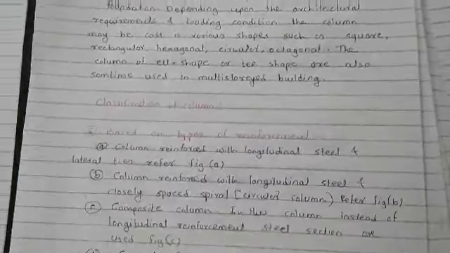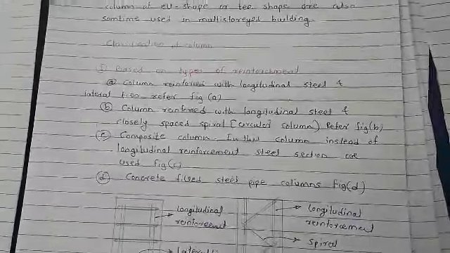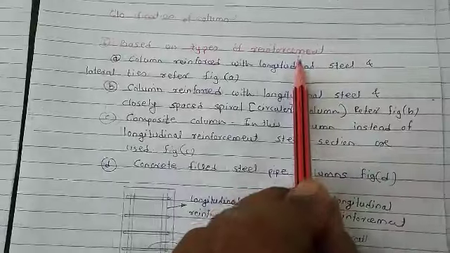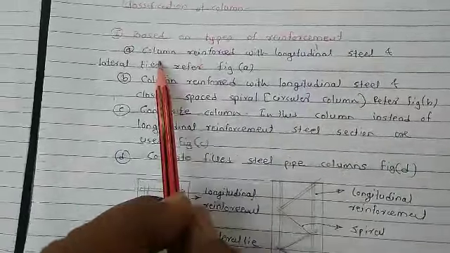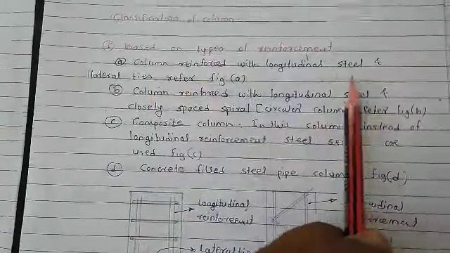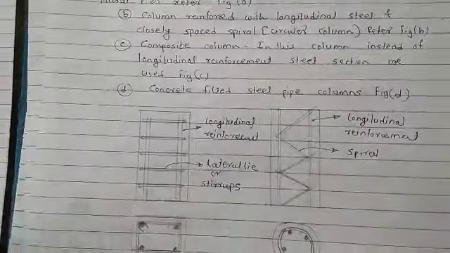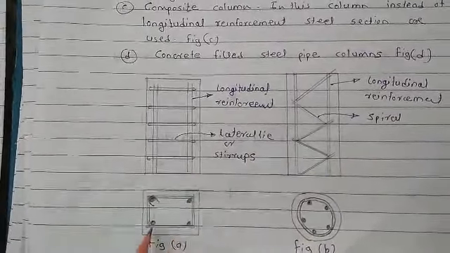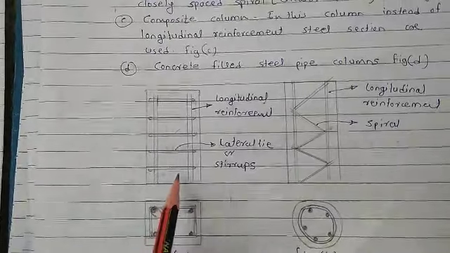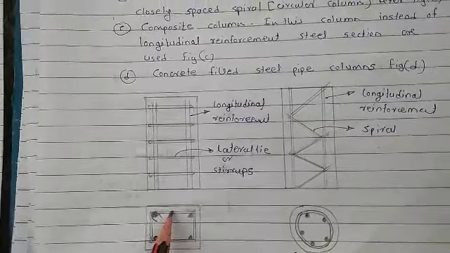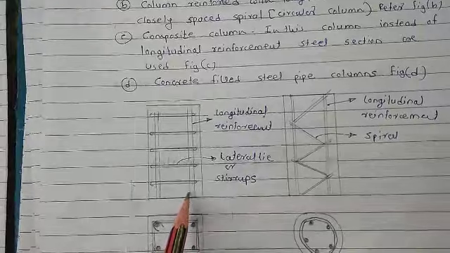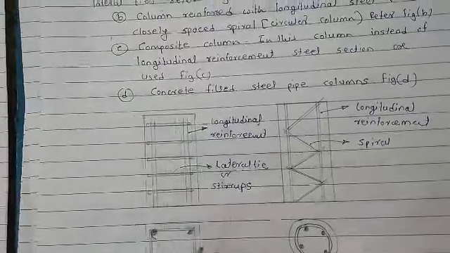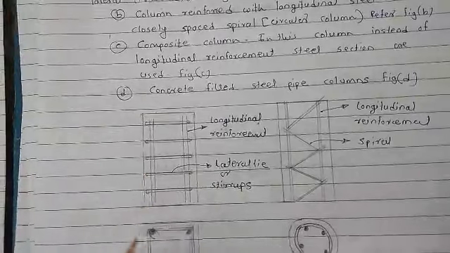The next one is the classification of columns. First, we are going for the classification of columns based on the types of reinforcement. The first one is the column reinforced with longitudinal steel and lateral tie. Lateral tie is nothing but your stirrups. Here these are the longitudinal steel bars and this is your lateral tie, or stirrups. This is the column with longitudinal steel and lateral tie. These are generally used in the case of square or rectangular columns.